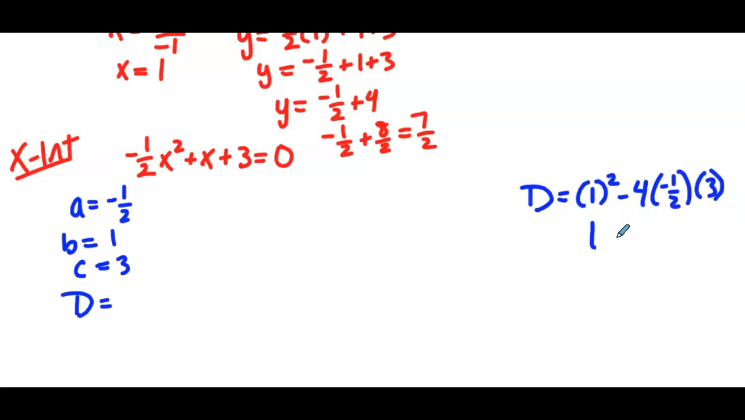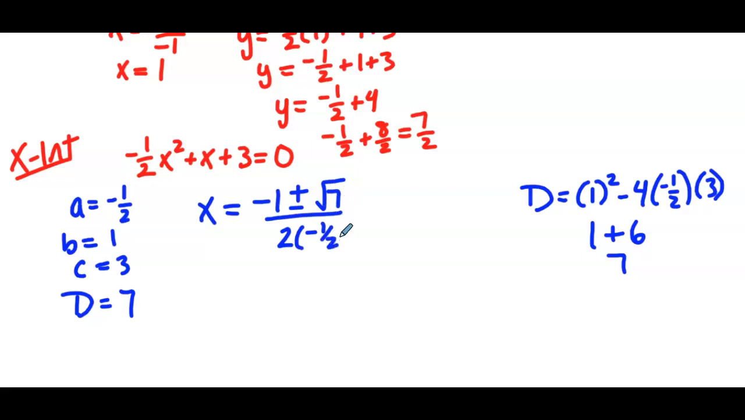So we get 1 plus, negative times a negative, 4 times a half is 2, times 3 is 6, so we get 7. So quadratic formula, x equals negative b, so negative 1, plus or minus the square root of 7 over 2 times negative 1/2. So that's x equals negative 1 plus or minus the square root of 7 over negative 1.